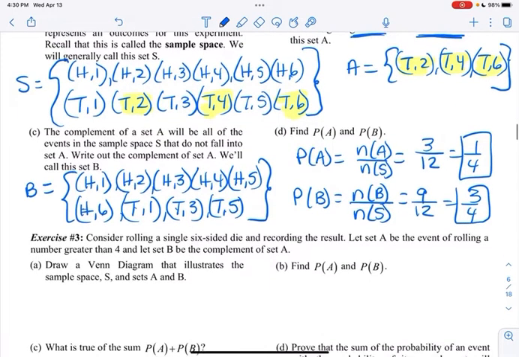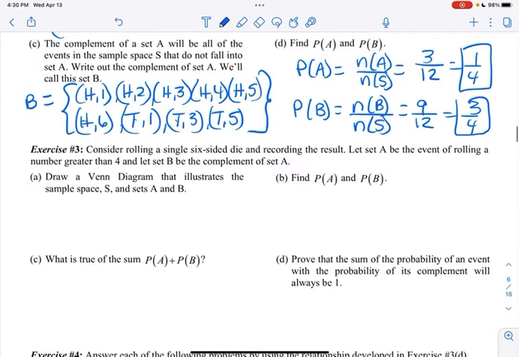Now what's interesting about this is that 1/4 plus 3/4 equals 4/4, or 1. The probability of something happening and the probability of something not happening has to add up to 1, because those are the only 2 possibilities. It either has to happen or not happen.